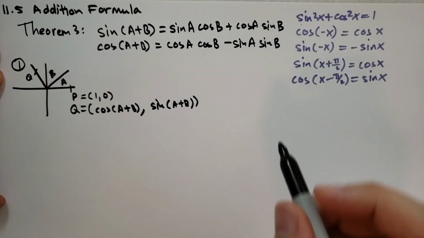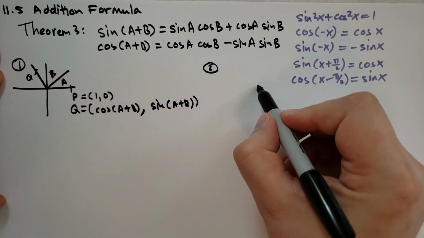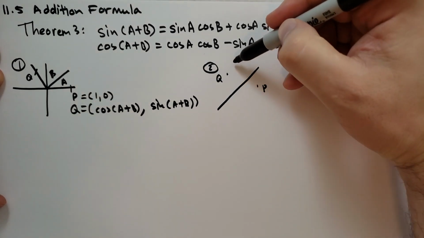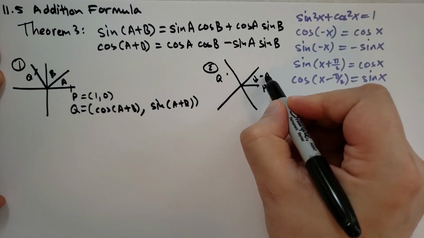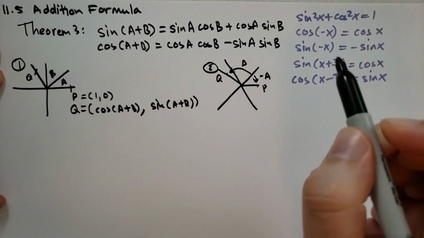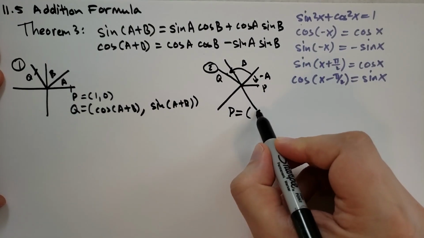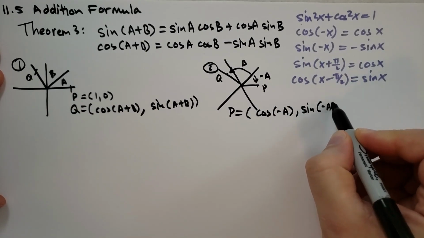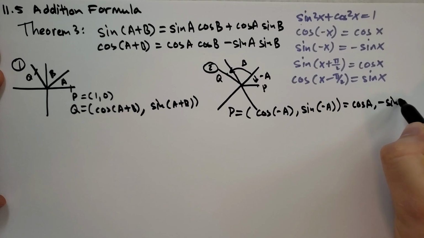Okay? In the second coordinate system, we're going to start with the same points P and Q, except the coordinate system is going to line up with the angle A, and I kind of messed this up. So we're going to go minus A degrees to get to point P, and then we're going to go B to get to point Q. So P is going to equal (cosine of minus A, sine of minus A), which we can rewrite as (cosine of A, minus sine of A).